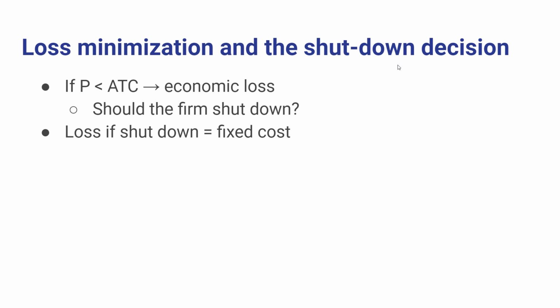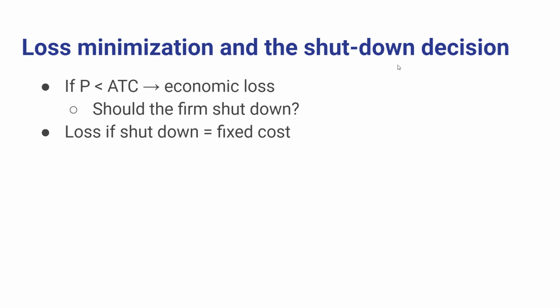And we know that if the firm shuts down, it wouldn't have any variable costs, but it would still have its fixed costs. So if you shut down and you don't produce anything, you still have to pay your mortgage. You still have to pay interest payments on loans. You may still have to pay some utility bills. You may have to pay for rent on your building.